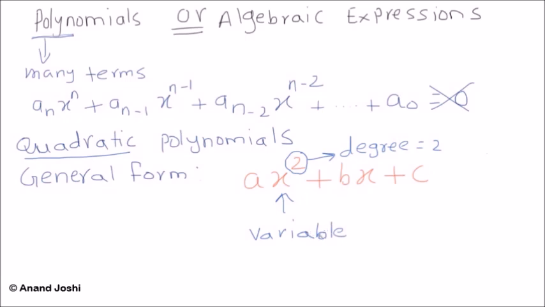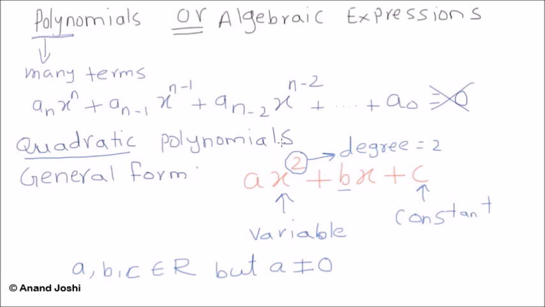So what are a, b and c? A, b and c are constants, where a is the coefficient of x square, b is the coefficient of x, and c is a constant. So what values do a, b and c take? A, b and c can assume any real value, but a cannot be 0. Why?